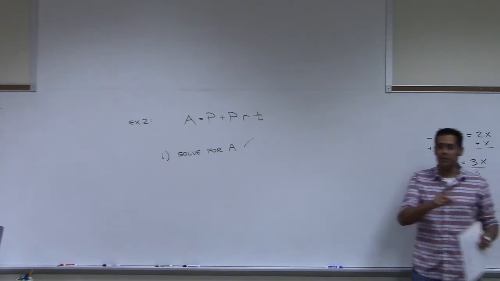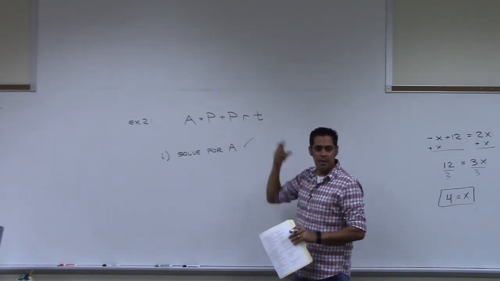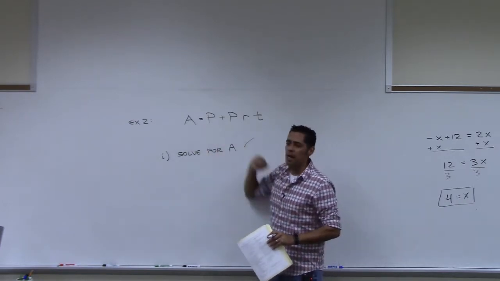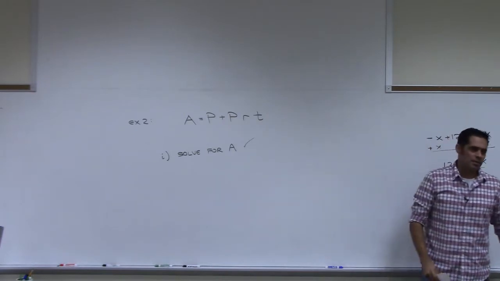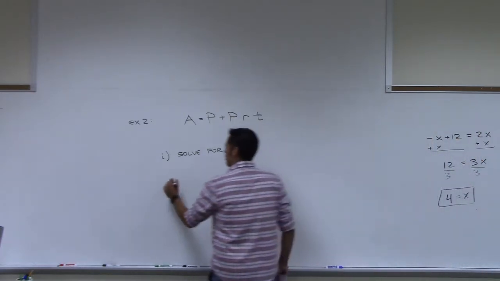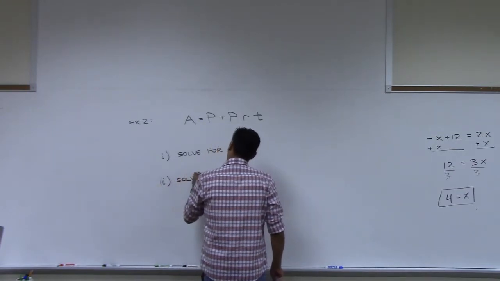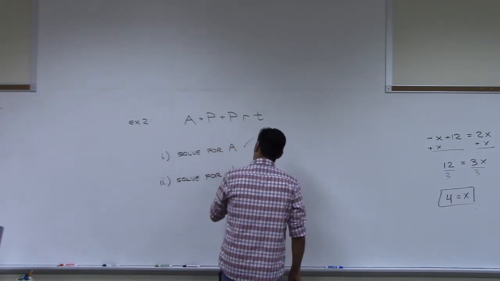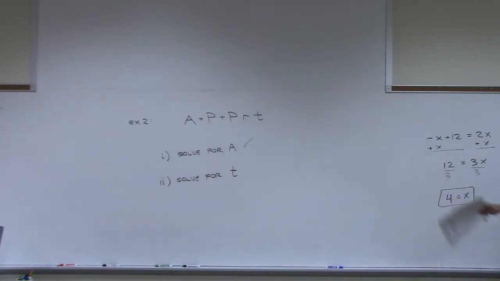So that means that if somebody gave you P, R, and T, if somebody told you what P, R, and T were, you could tell me what A is right off the bat, plugging them in. But that's not always the case. So how about this? Part 2, let's solve for T. Any volunteers for T?